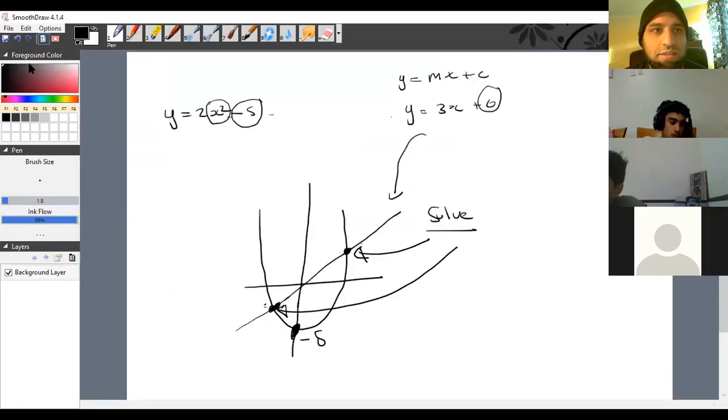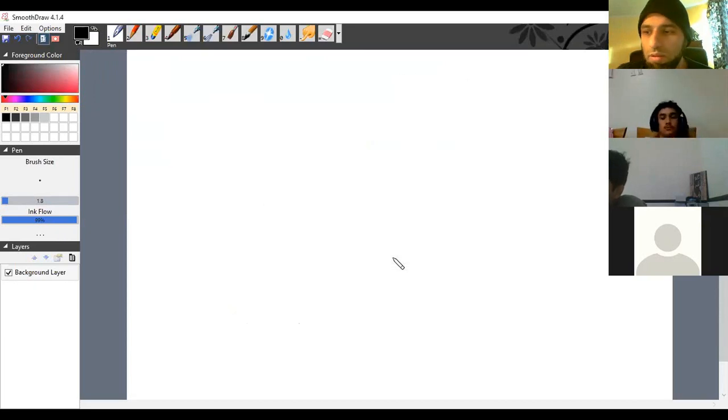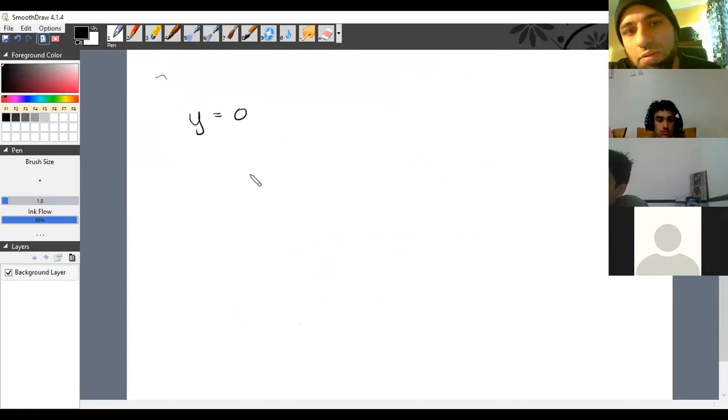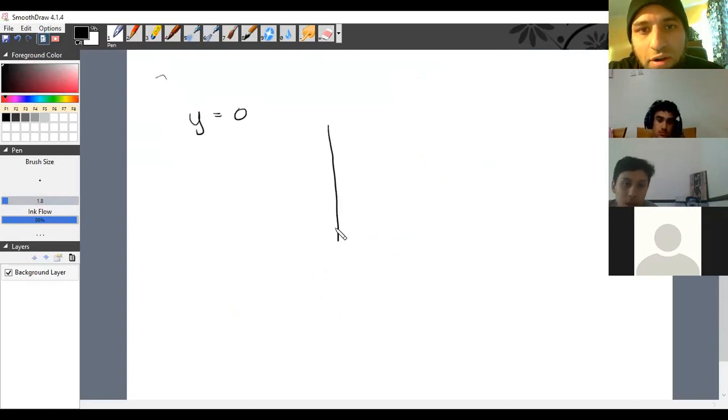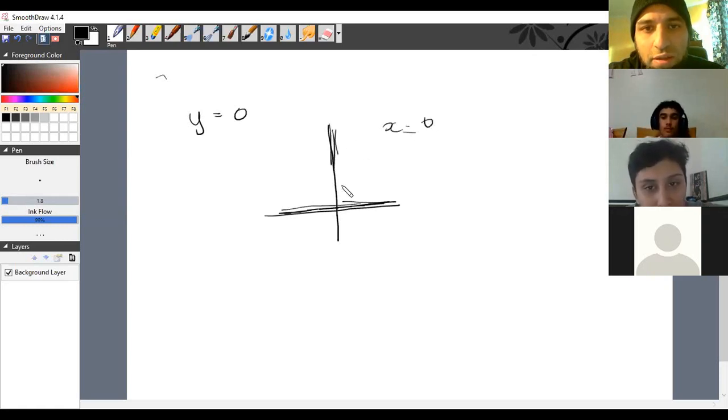If you said y equals 0, what that means is you have a graph and you have a line along this part of the graph over here. It's just a flat line. That's what y equals 0 means. Anytime you see something like y equals 0, it's this line. If you see x equals 0, it's just talking about a line over here along this side. Does that make sense, guys?